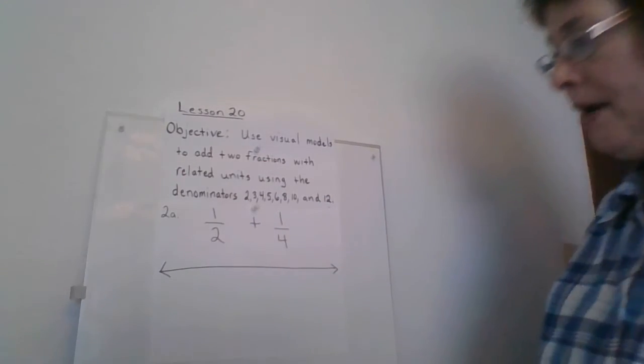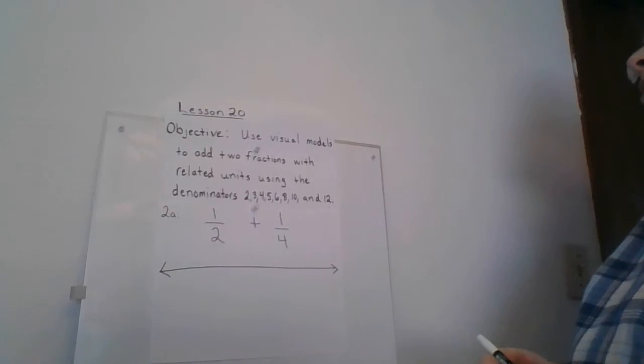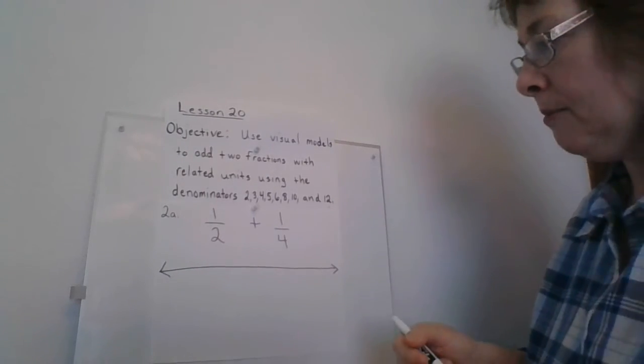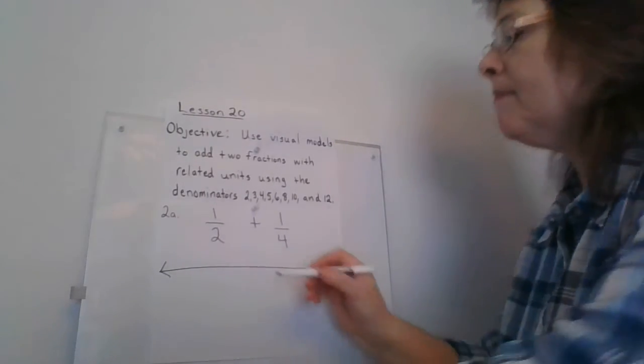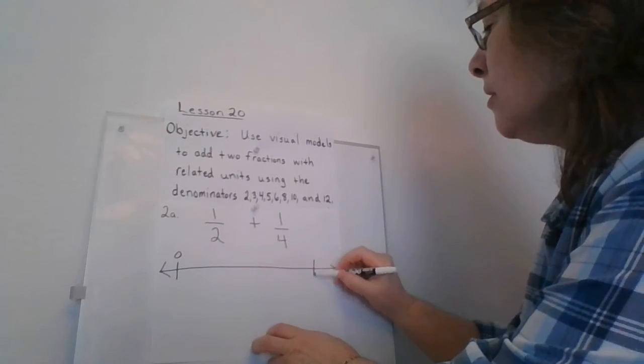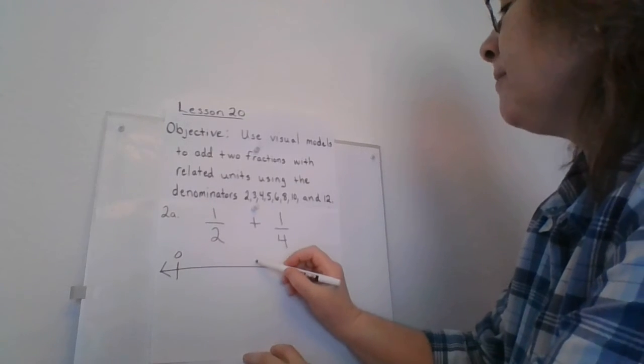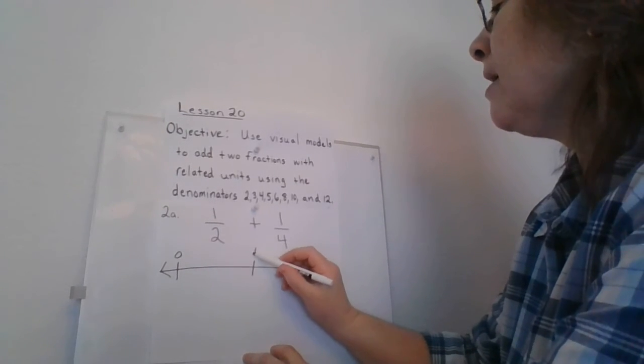Okay, so I have 1/2 plus 1/4. Before I do any of the addition, I'm going to draw my number line. I'm going to start with 0. I'm going to go to 1. And my benchmark, a half, means in the middle. So there's my half.